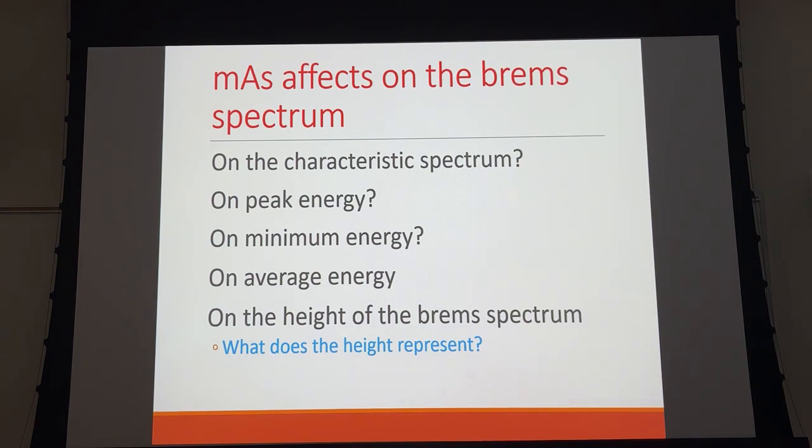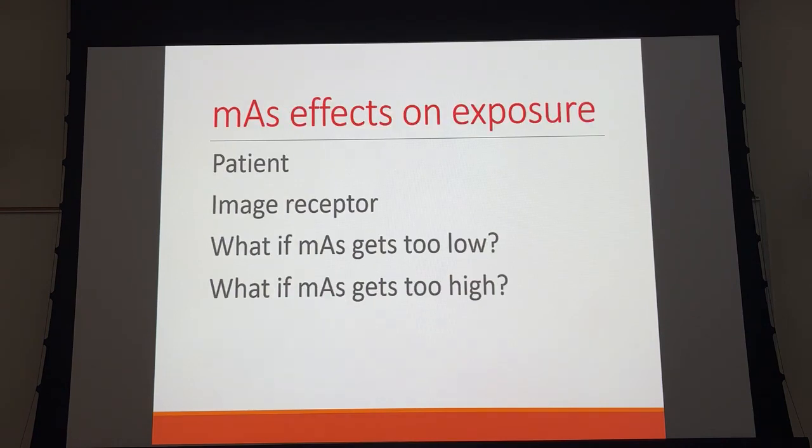So we talked about mass and the effects on the brems spectrum, and that is just that we get an increase in numbers all the way across the board. So really the only thing that it changes is the height of the brems spectrum. It doesn't have any effect on anything else. Peak energy remains the same because kVp is the only thing that changes that. Minimum energy doesn't change because filtration is the only thing that changes that. Average energy remains the same because we increase every energy level proportionally. So the height of the bubble just goes up. That's the only thing that changes.